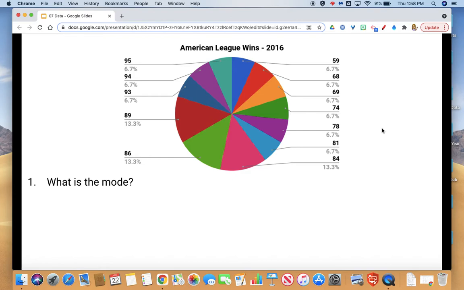In this case, we have 3 sections that are all larger than the rest, and they're the same size. So 89, 86, and 84 all have that same percentage of 13.3, which is more than the rest. That means all of those data points occur the same amount of time. So those would be our 3 modes in this data set.